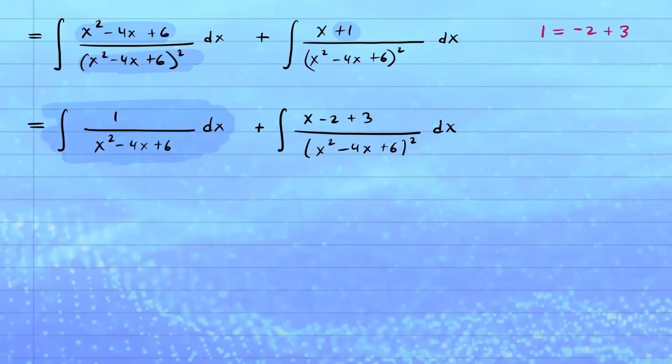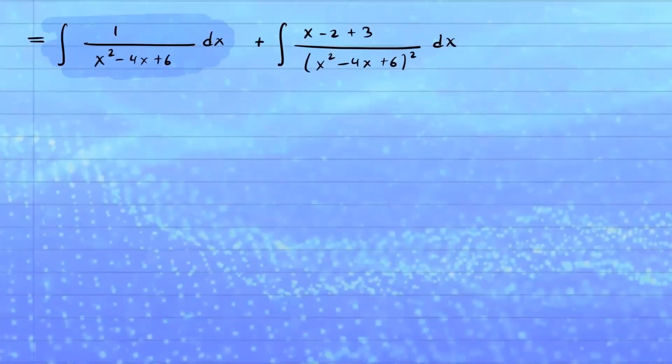We're going to complete the square. So we've got x squared minus 4x. We take half of negative 4 and square it, and we get plus 4. So I add 4 here, but to keep it balanced, I subtract 4. And then we carry down the plus 6.